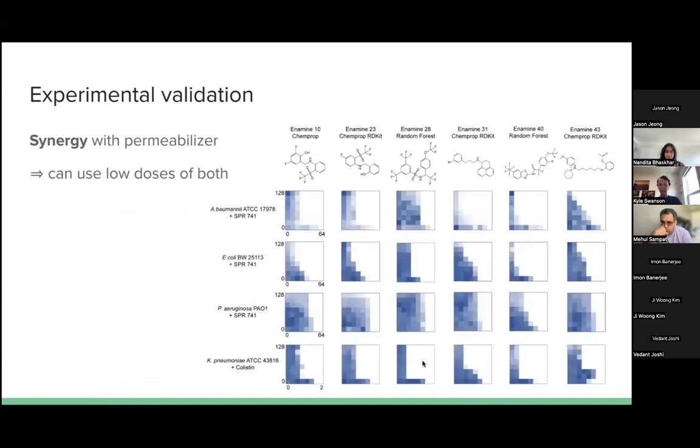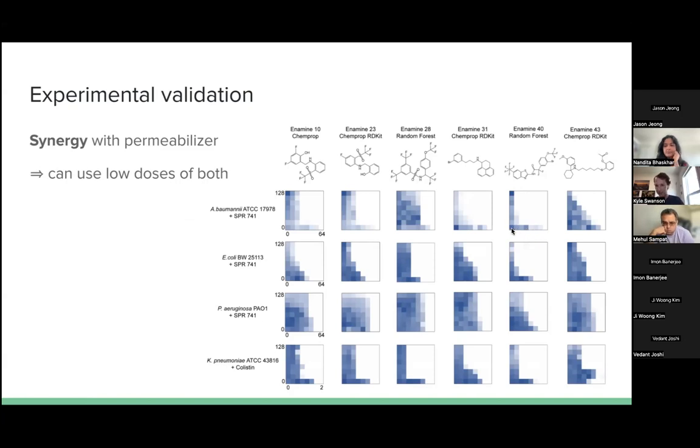And then the very last experiment that we did was to see if there's any sort of synergy between our permeabilizer and each of our identified molecules. So each of the columns corresponds to one of our 6 molecules, and each of the rows is one of these species along with the permeabilizer. And what we're looking for here is this sort of L shape, which tells you that you can actually get away with very low doses of both molecules and have a strong effect.